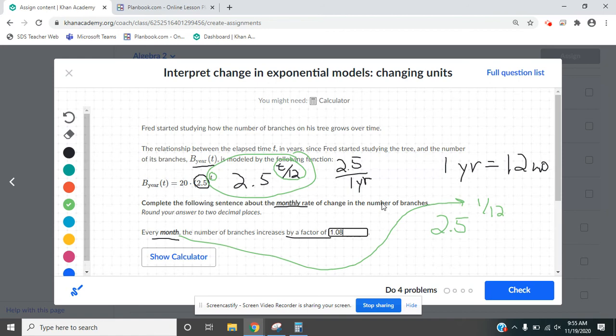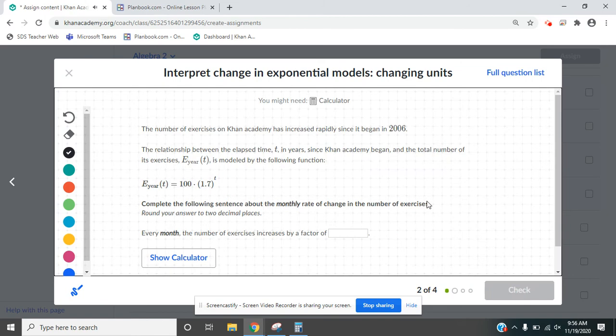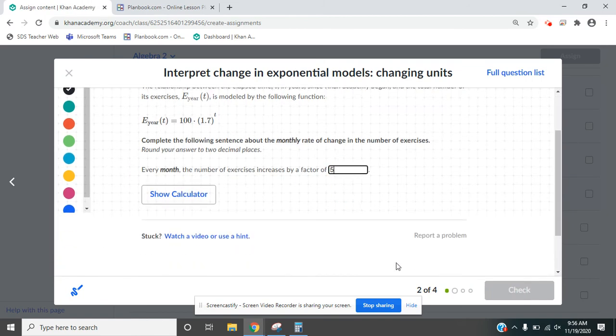Yeah? Okay. Obviously, the growth rate is smaller per month, isn't it? This number 1.08 is much different than the 1 per year. You can't just divide a rate, though, because it's an exponential equation, right? We can't do that. We have to divide the exponent. Okay? This one's essentially the same. Let's skip that one.